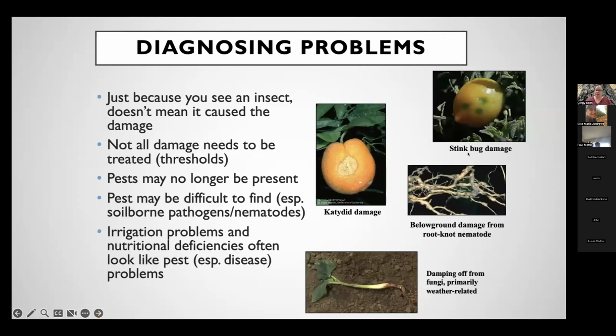So on the right here, you can see stink bug damage, katydid damage, below ground damage from root knot nematodes, and damping off from fungi, which is primarily weather related. It's not insects at all that cause this damage. It's often a problem in starts that have been planted in wet conditions with poor drainage. So keep in mind, just because you see an insect near the damage doesn't mean it caused the damage.